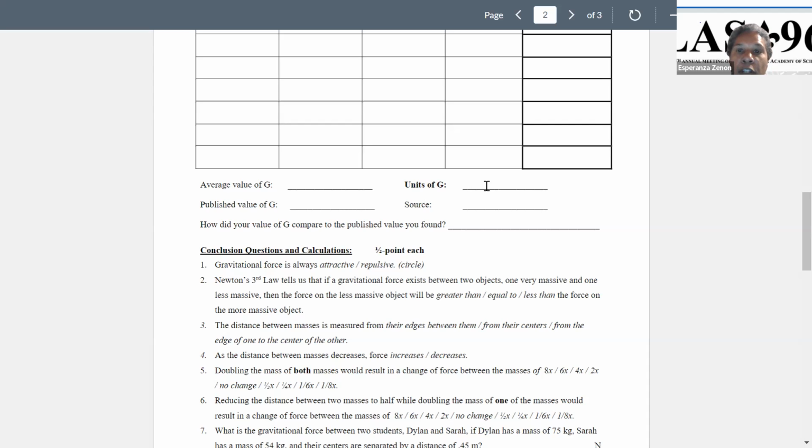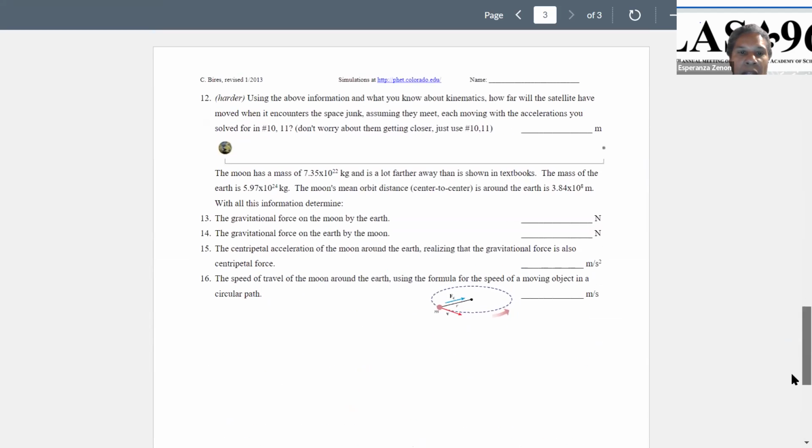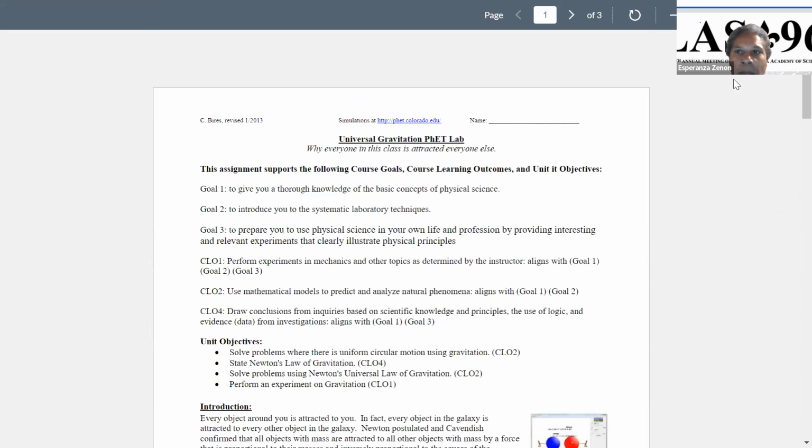And then they ask you for the units for G. Well, I just said Newton meter squared per kilogram squared, right? And then where you got that from? Well, you got that information out of my notes, or if you Googled it. And then here, under how did your value of G compare to the published value? So how did your average value compare to the published value? They're asking you to do a percent error calculation, all right? So after you do that, then you basically answer the remaining questions, okay?